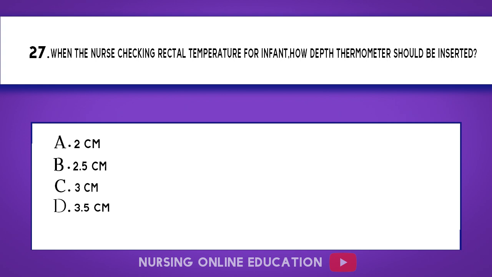27. When the nurse is checking rectal temperature for an infant, how deep should the thermometer be inserted? A. 2 cm. B. 2.5 cm. C. 3 cm. D. 3.5 cm. The answer is option B, 2.5 centimeters.